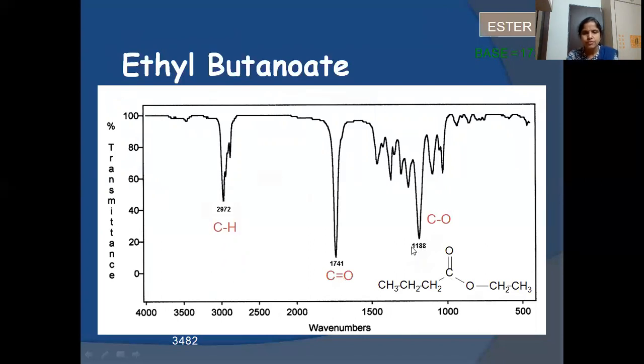If this band is not appearing, then we cannot say that it is an ester function. Even though it has a carbonyl group, we have to observe the C-O group also. Only then can we say that it might be an ester.